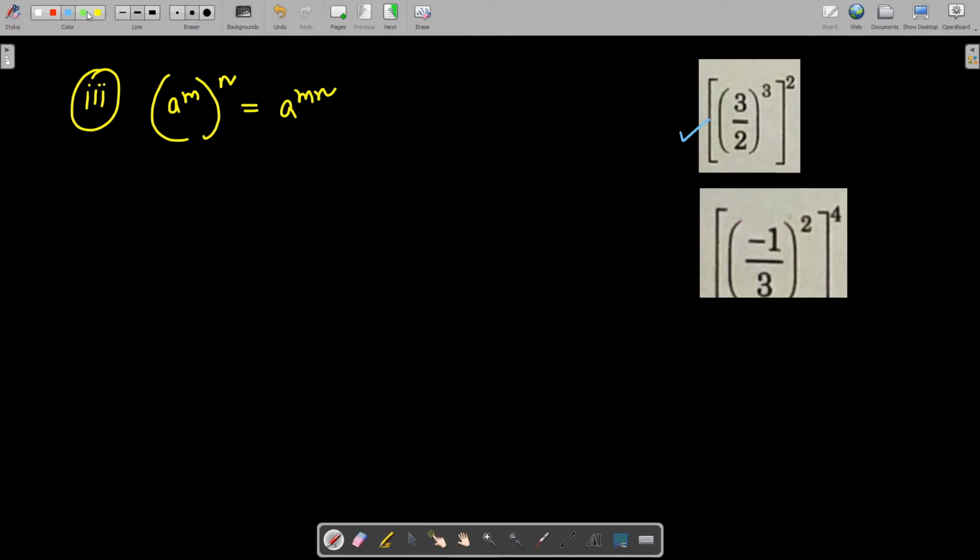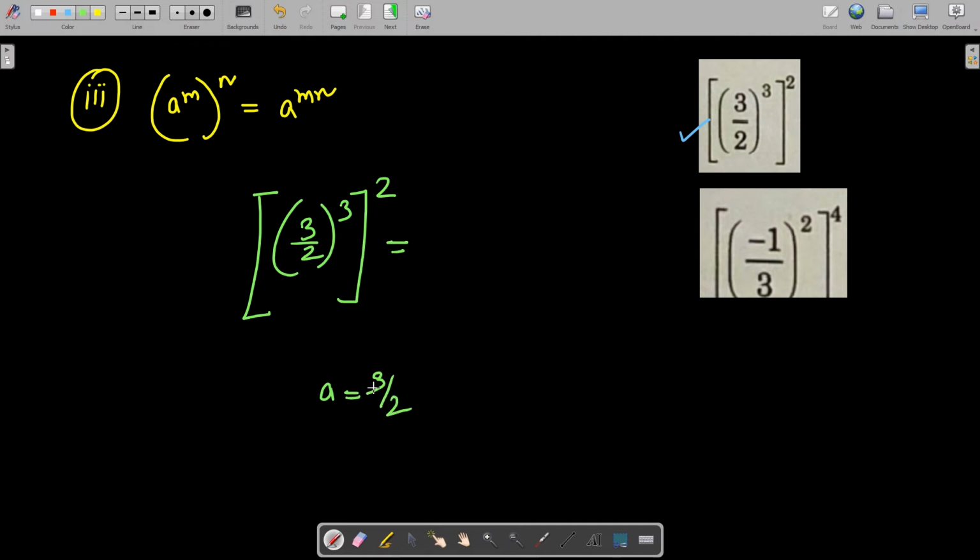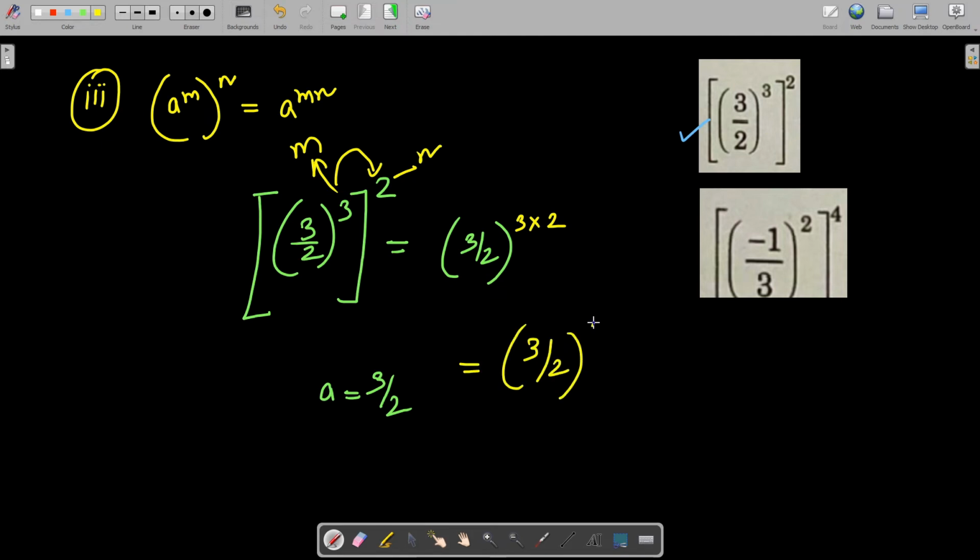Let's take this question. It's given (3/2) to the power 3 and whole to the power 2. Just like the previous question, we will find our a. What's the a here? A is 3 by 2. Rest, we're going to follow the rule. So a will be written here, 3 by 2, and we will simply multiply m into n. This is our m, this is our n. So it will be 3 into 2. The answer will be (3/2) to the power 6. I hope all of you understood this question.